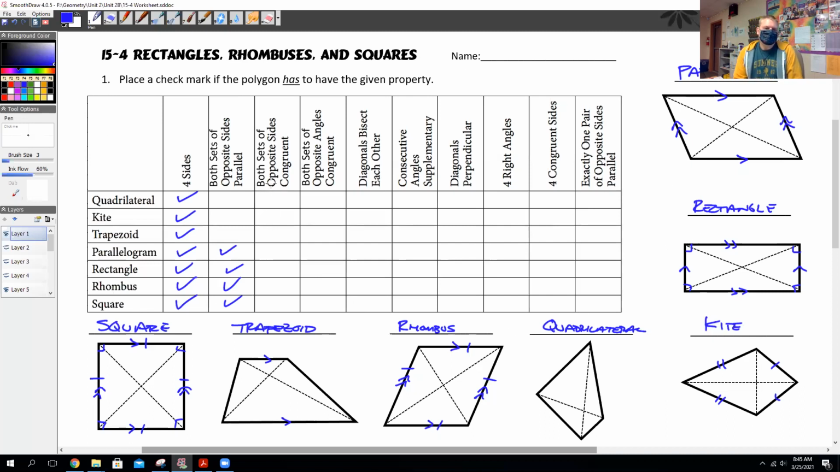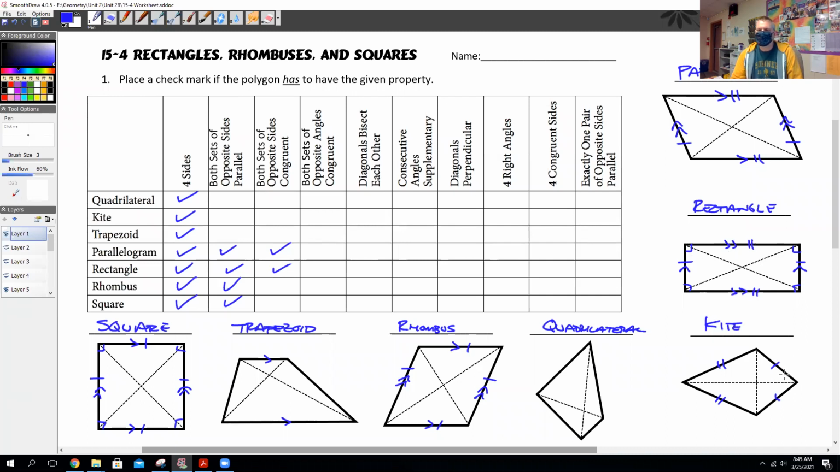Both sets of opposite sides are congruent. Let's start over here with parallelogram. Are these opposite sides congruent to each other? They actually are. I didn't mark it down, but I should have. But these are congruent to each other, and these are congruent to each other. So both sets of opposite sides are congruent. That is true on the parallelogram. How about the rectangle? Yeah. That's congruent to that, and this is congruent to that. So rectangle works as well.